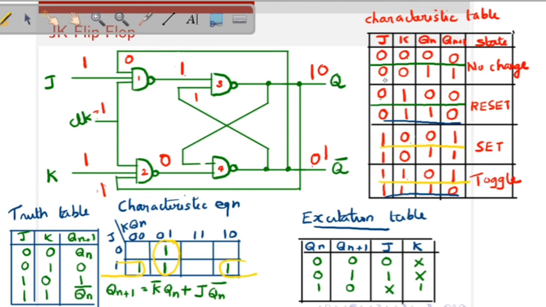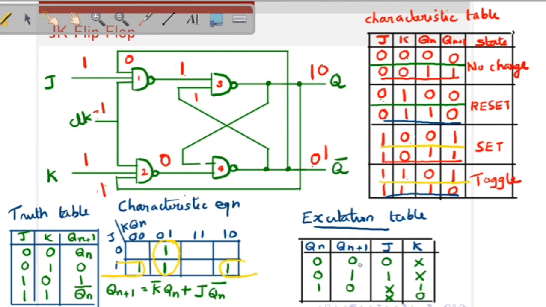Next we can take both are 1, Qn and Qn plus 1 is equal to 1. One entry is here, another entry is here. Both inputs are 1, Qn and Qn plus 1 is equal to 1. So for this one j is equal to 0, here j is equal to 1, then here k is equal to 0 and here also k is equal to 0. That means k is equal to 0 and j is don't care. Okay, so this is the excitation table of the JK flip-flop.